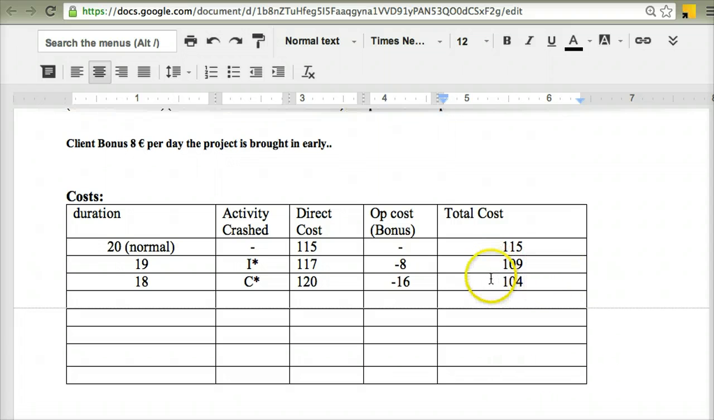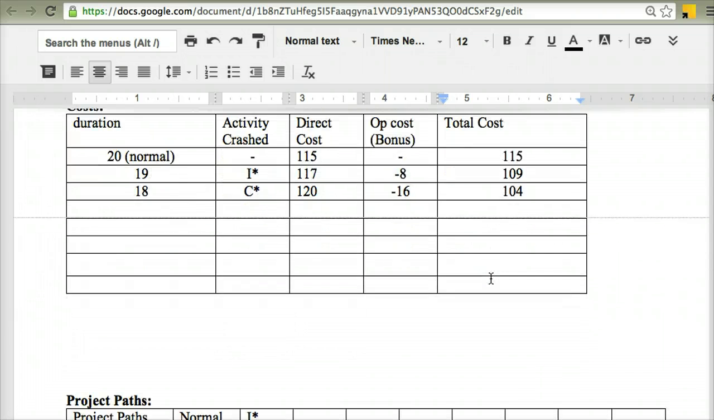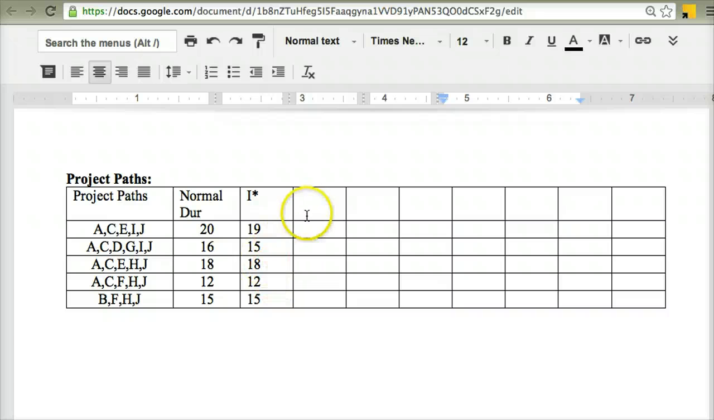I have to keep track of my paths as well. So I'm going to go down to my project paths list. Again, I'm going to list the activity that I crashed. Any of these paths that have C on it, they're all going to reduce by 1 day. So the critical path reduces from 19 down to 18 because C is on it.